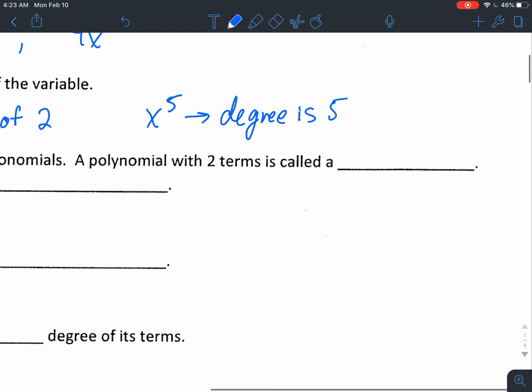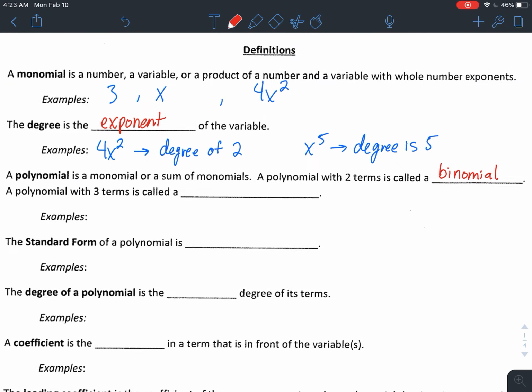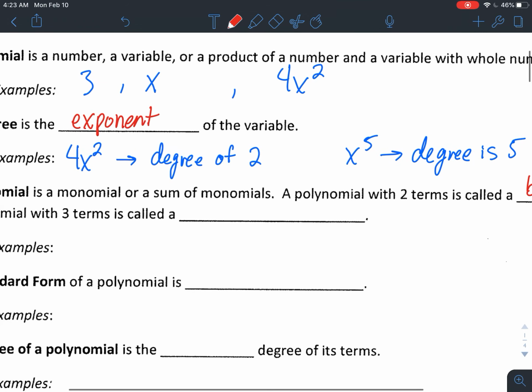So a polynomial that has 2 terms, we use binomial. Bi meaning 2, just like bicycle has 2 wheels. Binomial has 2 terms. And then a polynomial with 3 terms, we call a trinomial. Just like tricycle has 3 wheels, a triceratops had 3 horns. Trinomial means that there's 3 terms.